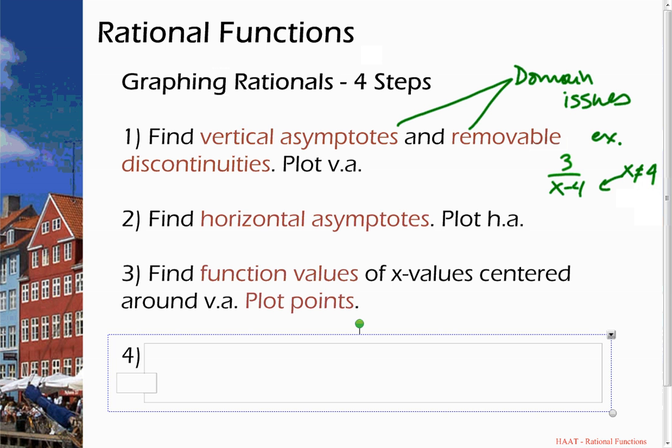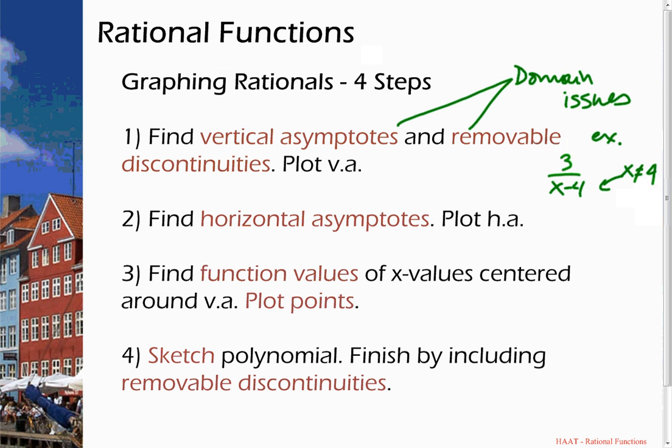And then lastly, you're going to sketch the polynomial. Actually, sketch the rational. What was I thinking? Bad, Mr. Hayes. And you're going to finish by including the removable discontinuities. Remember, the removable discontinuities are those places in the domain that don't look like they actually are in the function, but actually are.